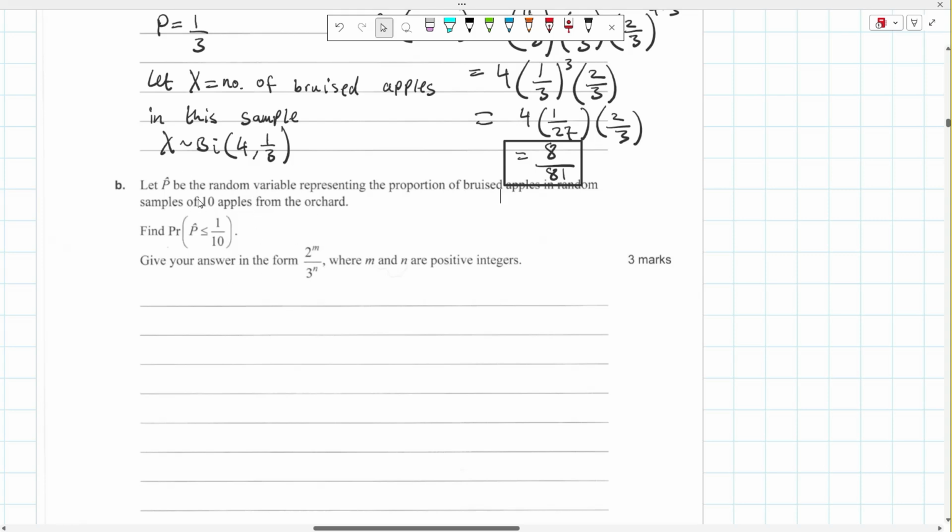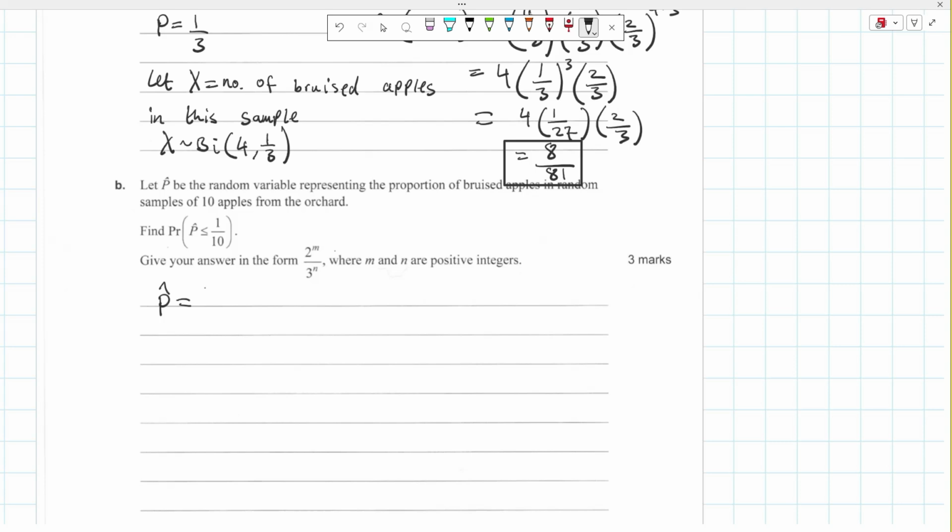So let p hat be the random variable representing the proportion of bruised apples in random samples of 10 apples from the orchard. Find the probability that p hat is less than or equal to 1 over 10. Give your answer in the form 2 to the m divided by 3 to the n, where m and n are positive integers. Okay, so p hat is the proportion of bruised apples in the sample.